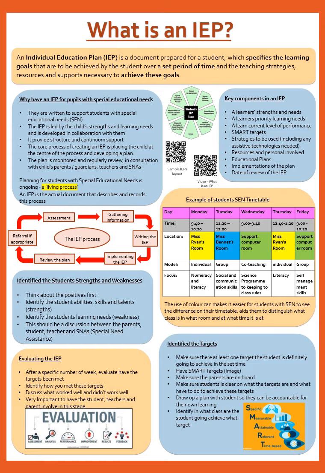Identifying the targets. Make sure that there's at least one target the student definitely is going to achieve in the set time. Have SMART targets. Make sure the parents are on board. Make sure the student is clear on what the targets are and what they have to do to achieve these targets. Draw up a plan with the students so they can be accountable for their own learning. Identify in what classes the student is going to achieve what targets. This is a voiceover of my IEP poster.